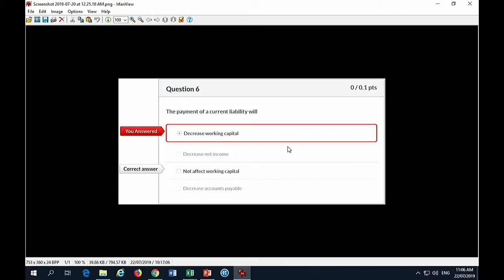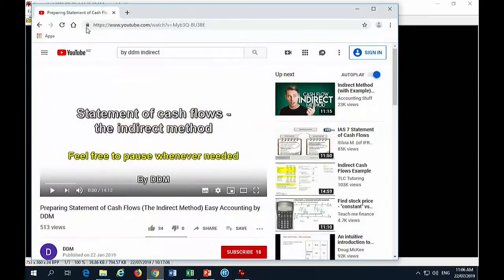This is a quiz question. Do you remember this quiz question? The right answer for this question is not affecting working capital. We didn't mention the term working capital, but you can easily find it on Google, right?